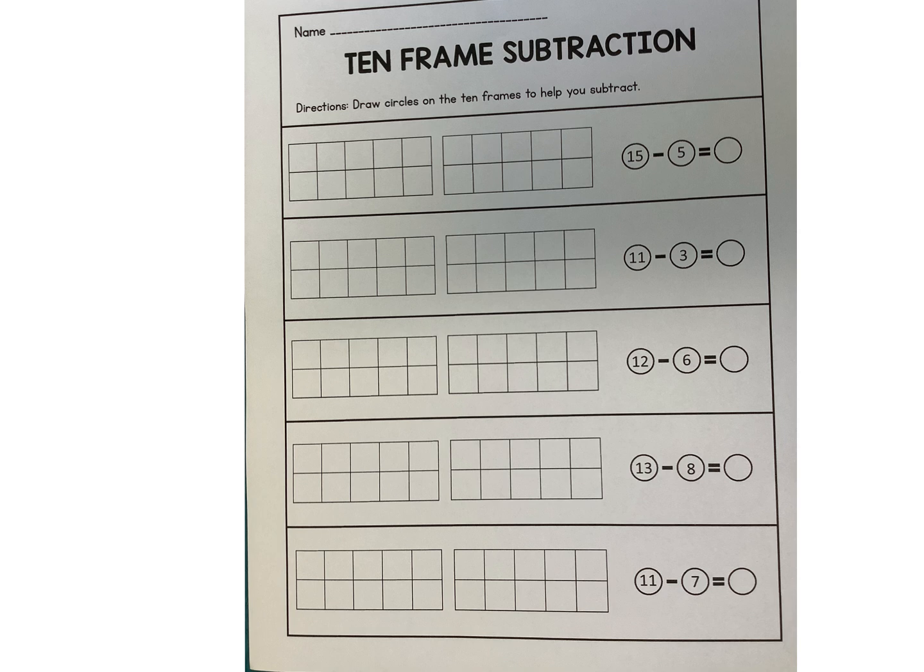Now we have some bigger numbers. We have 15 minus 5. So put 15, and then we're going to cross off 5 of them. And how many does that leave? 10. Good.